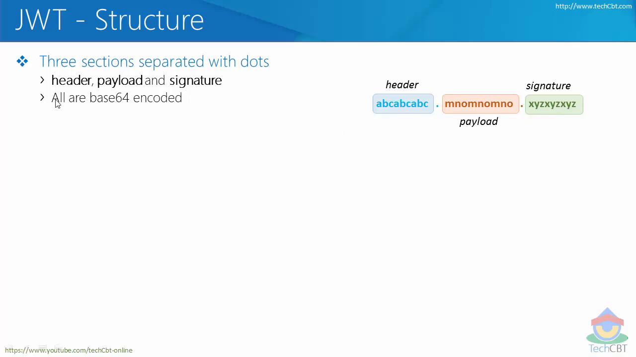The most important thing we need to understand here is that all three sections, header, payload and signature, are base 64 encoded. I just wanted to stress here, it is only encoded, it is not encrypted. Which means any information that has been encoded can still be decoded very easily online or just using your own application. There is no key involved and no encryption involved here. So this is not a secret.